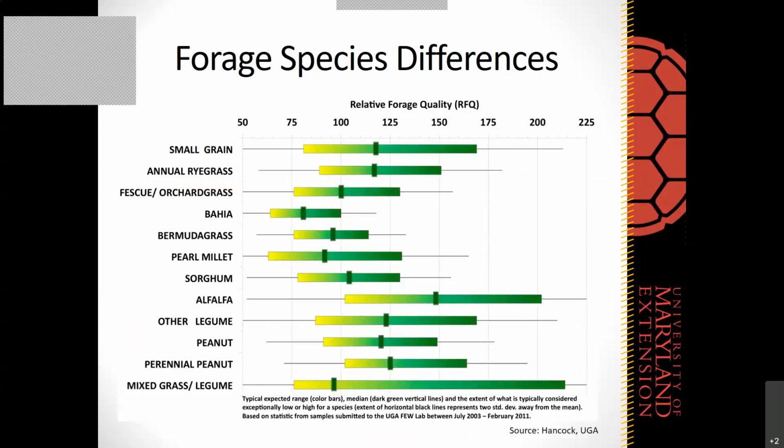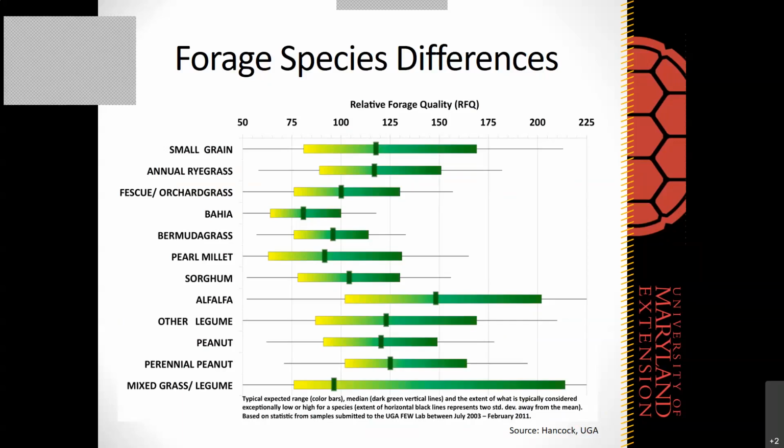Just to show you that there is a lot of variability there, this is some samples that were submitted to the University of Georgia Forage Lab. And you can see the different types listed along the left-hand column. And the dark green bar in the middle of each of the samples is the average, but the range of color, going from left to right, from yellow to green, is the variation. So you can see that even within a small category like our small grains, there's a lot of variation in the quality based on those different samples.